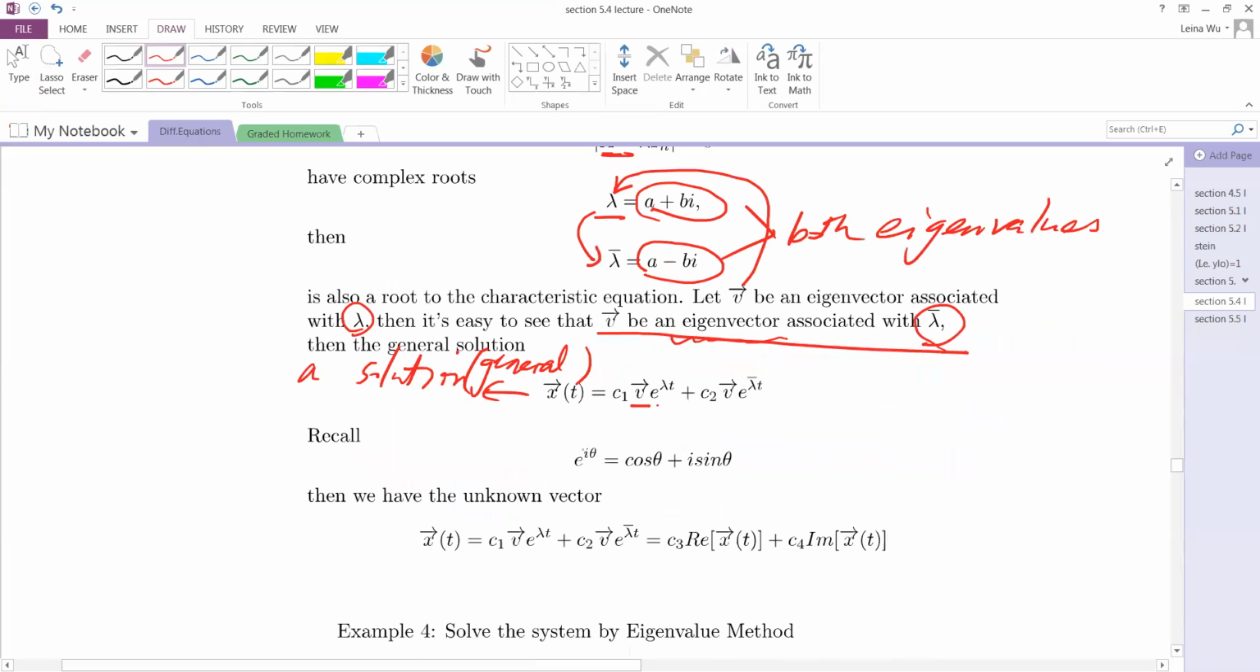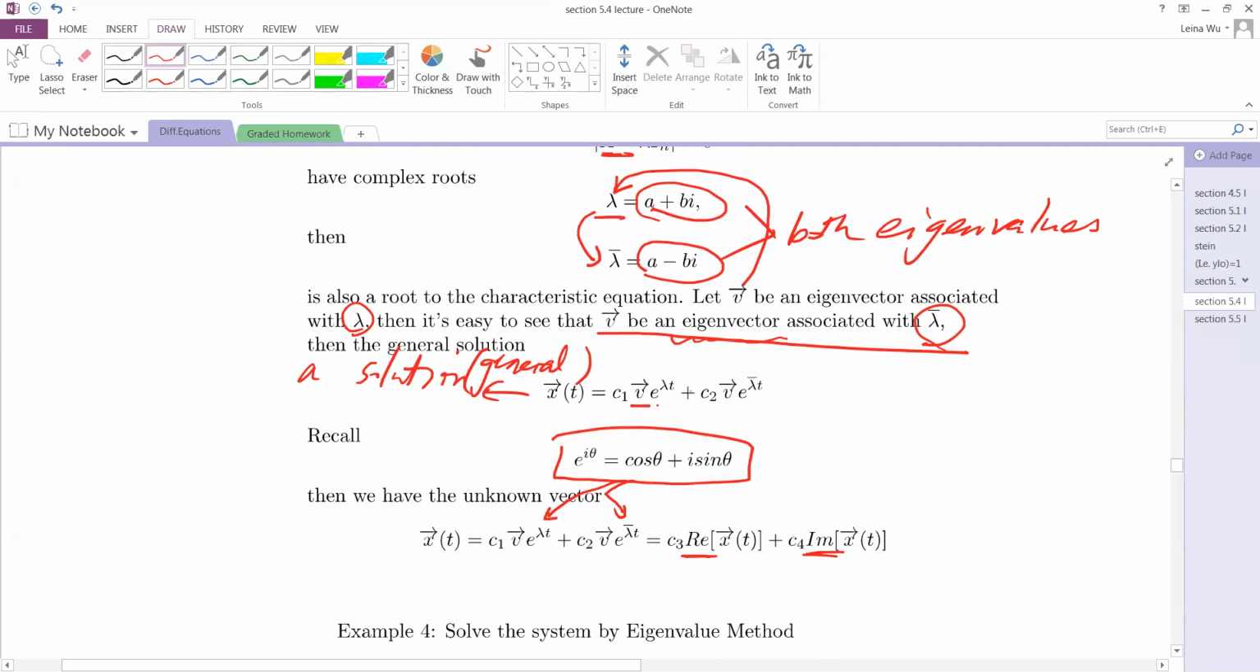When it comes to complex numbers, we recall Euler's formula: e raised to i times theta equals cosine theta plus i sine theta. Then we can apply it to lambda t and lambda bar t. Eventually, the conclusion would be some coefficient C3 times the real part of x of t plus C4 times the imaginary part of x of t. Does this sound abstract, guys? Yes. Yeah, currently it's pretty abstract.